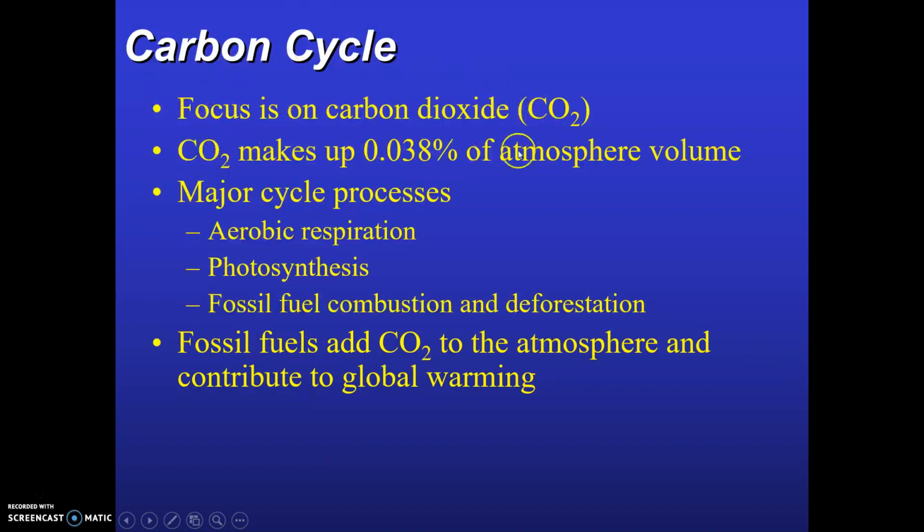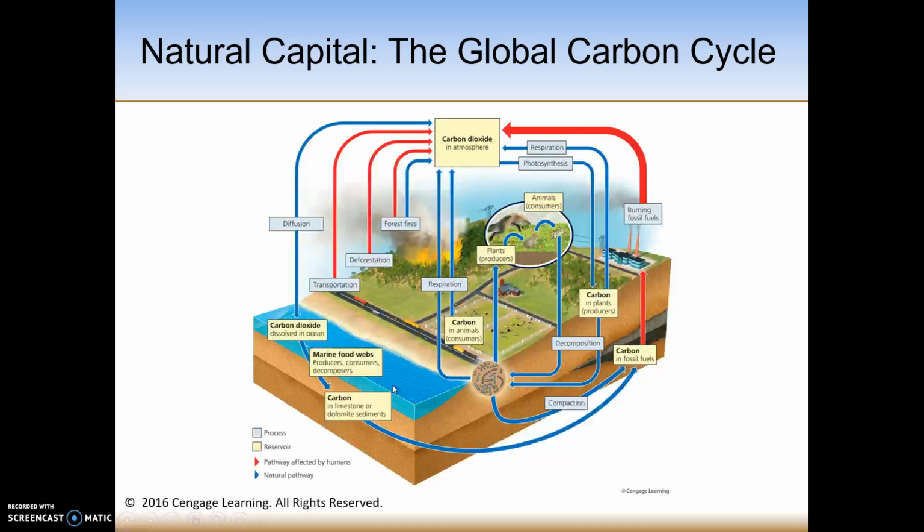Now, our main focus with the carbon cycle for this course will be carbon dioxide, which is considered a primary climate change gas. CO2 makes up a really small percentage of the atmosphere based on volume. The major cycle processes for carbon dioxide in the carbon cycle are aerobic respiration, which happens with decomposers, photosynthesis, which occurs with producers, and then the man-made influence through fossil fuel combustion and deforestation. By the way, when we burn fossil fuels, it adds carbon dioxide to the atmosphere and contributes to climate change.